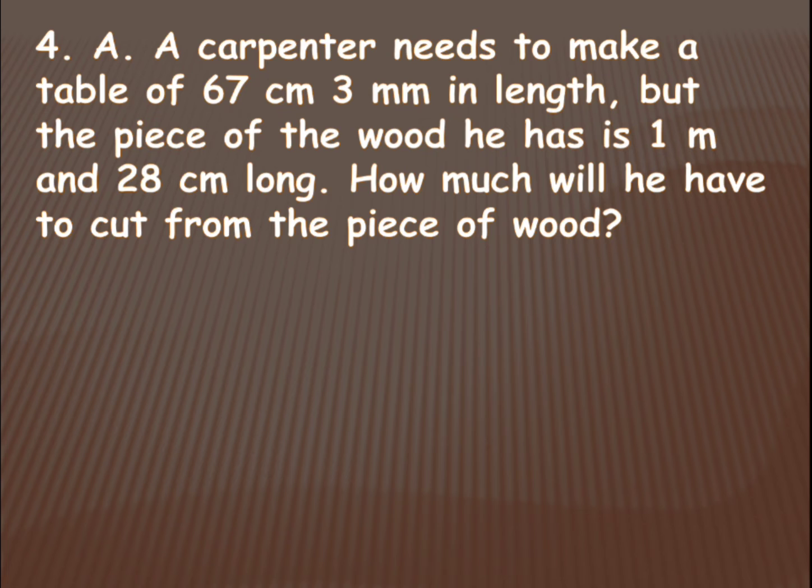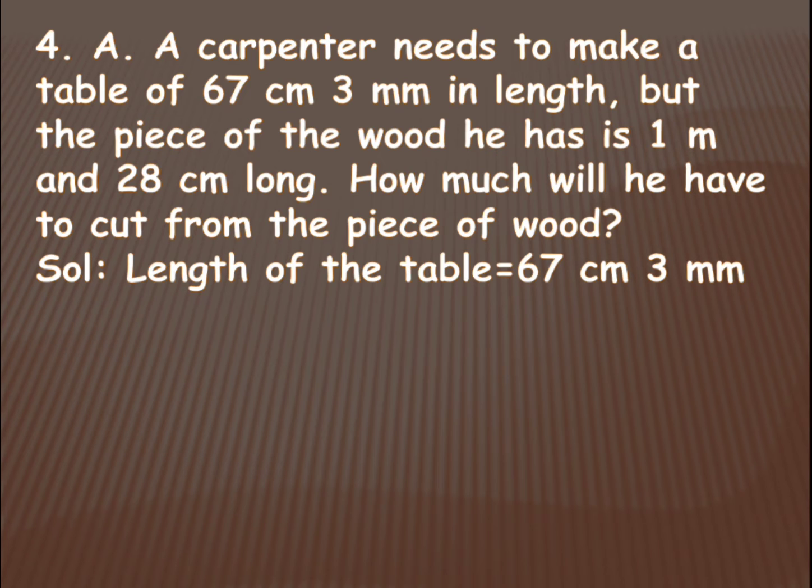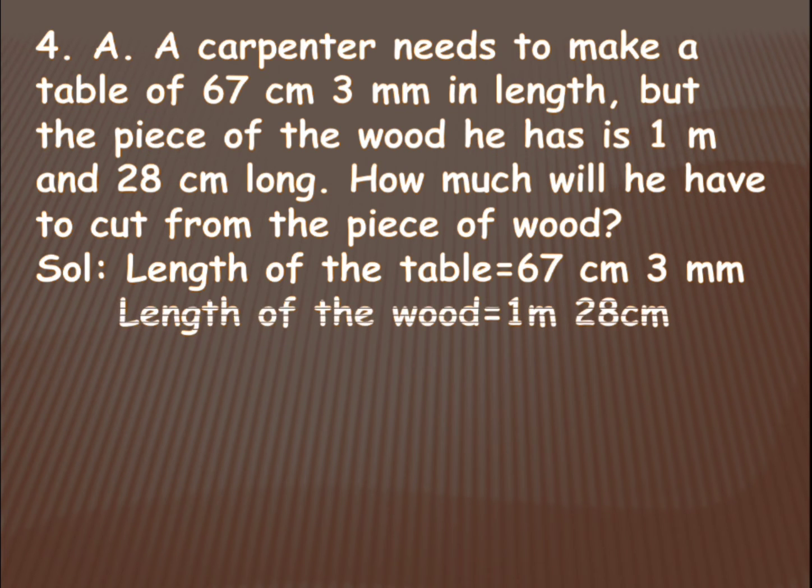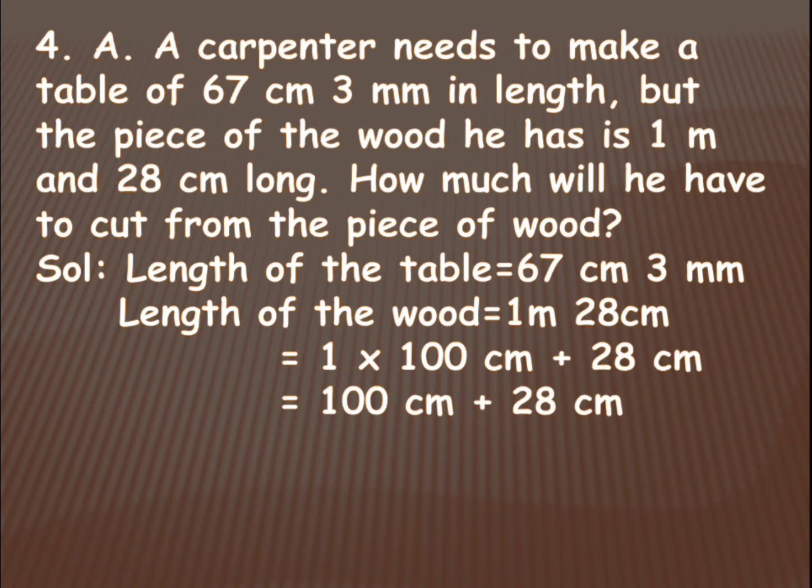Okay, first, as it is a story problem, you have to write the statements, isn't it? So let's write. Length of the table, how much is it? 67 centimeters 3 millimeters, isn't it? Next, length of the wood. What is the total length of the wood? 1 meter 28 centimeters. Now from this you need to convert into centimeters, because the length of the table is in centimeters and millimeters, isn't it? So I'm converting into centimeters. 1 meter becomes 100 centimeters, 28 centimeters is already there. 100 plus 28 will become 128 centimeters.